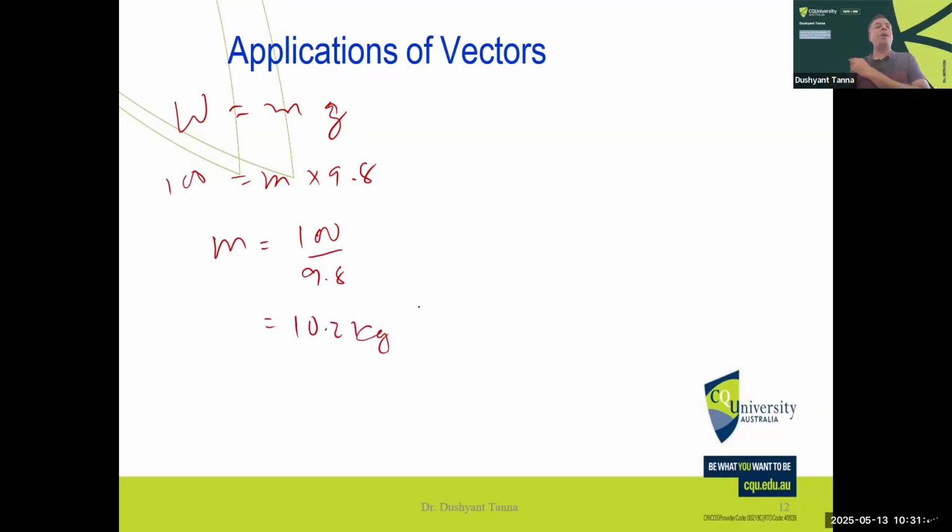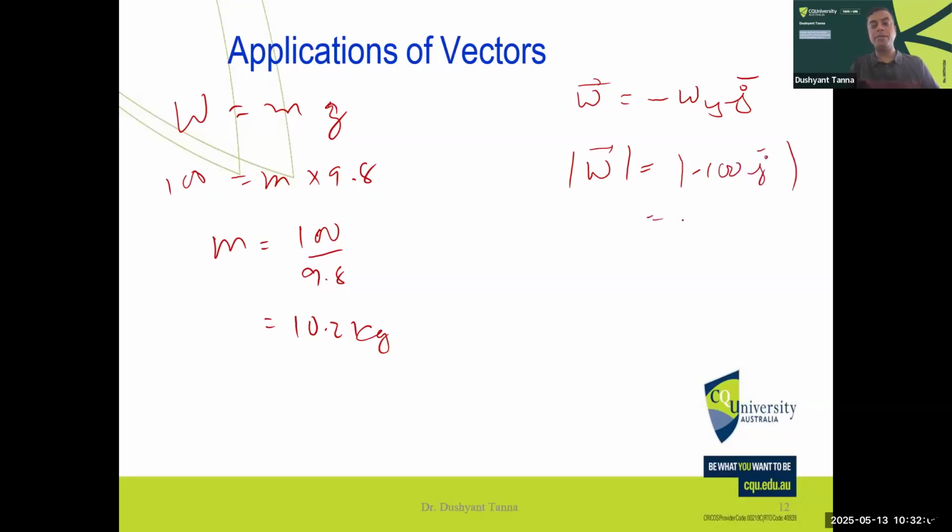Now, you might be wondering, why is the weight 100? Because the weight vector is Wxi, which is 0, so I don't write it. I already explained that part. So minus Wyj. Okay, so magnitude of W is magnitude of 100 j. j is a unit vector. Magnitude of 100 will be simply 100. Right? And that's what this W is. So finally, I got the mass.